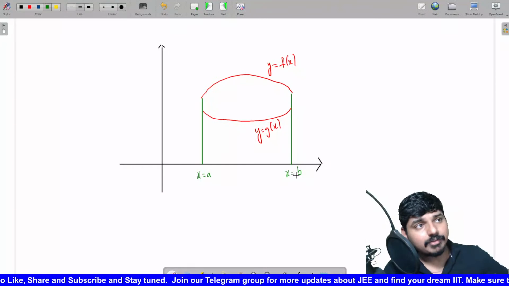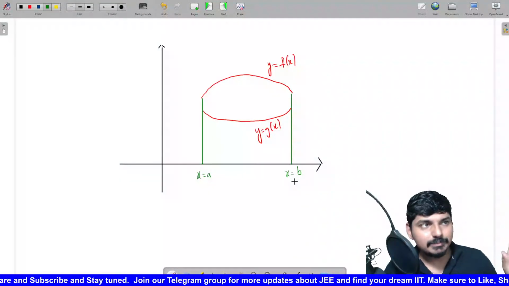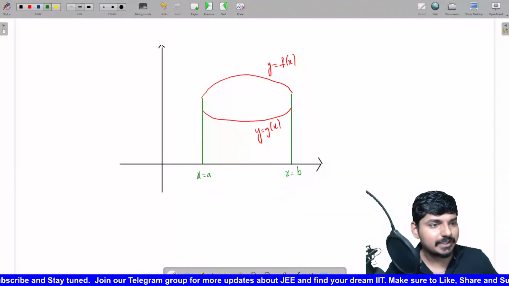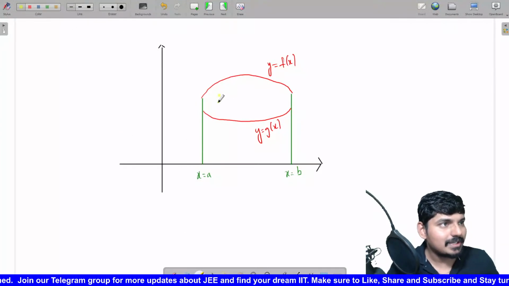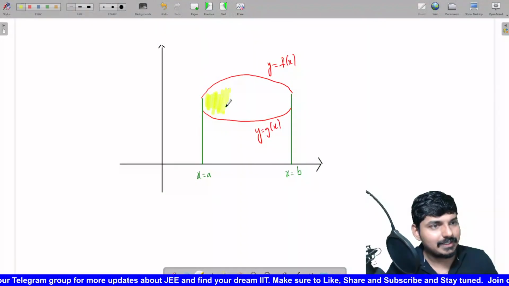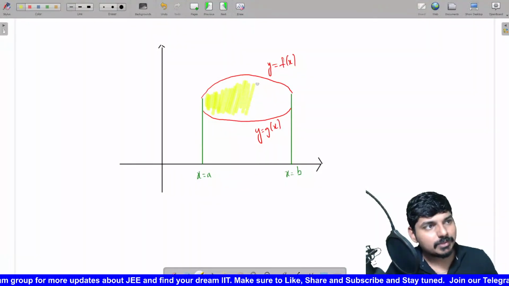Now, if you want to find the area bounded between these two curves, what does that mean? If you see here, he is asking you: tell me what this area will be. What is the area that is bounded between the two curves?